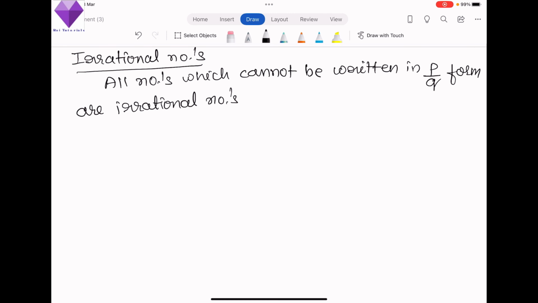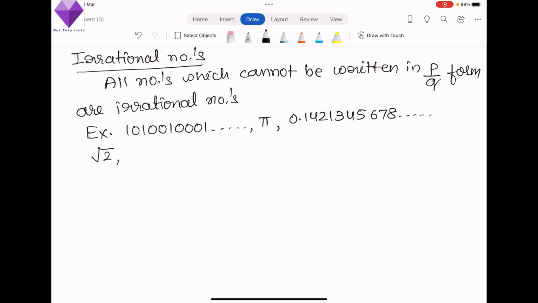or the other definition says all the numbers which are non-terminating and non-repeating, like I can say 1 0 1 0 1 0 0 0 1, so on. Then constant numbers like pi, which have infinite value. Here the numbers are not ending and they are not repeating. And also all the root numbers, that is root 2, root 3, root 5, root 7, root 11, root 13, root 15, or I can say all the prime numbers in root are also irrational numbers.